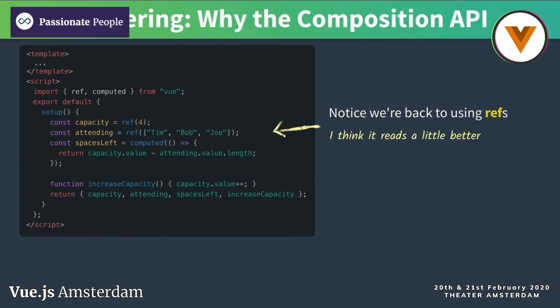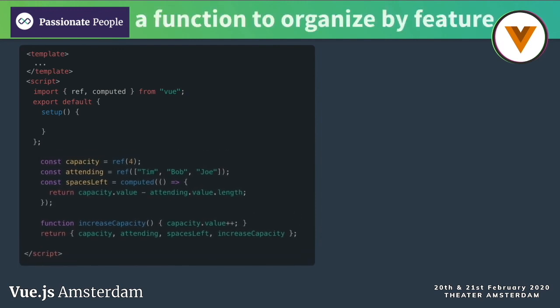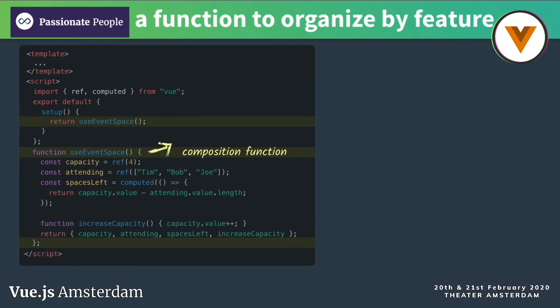So first, let's organize things by feature. In order to do that, I can simply take all the code, move it out of my setup function, wrap it in a function called useEventSpace. Right, that's our composition function. And now I simply call it from inside our setup method. Simple as that. Great. So now our component is organized by feature.